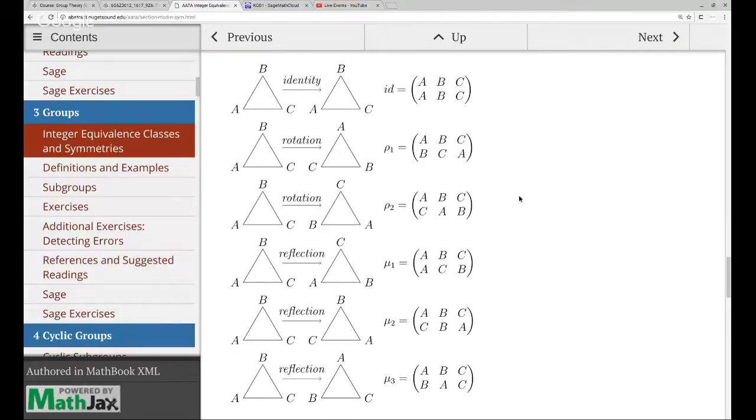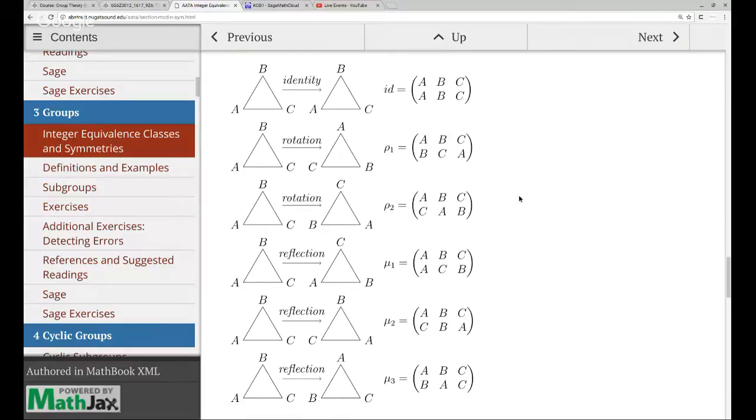Now he's also gone to the trouble of naming them. So id is the identity, and rho 1 and rho 2, a Greek letter rho, equivalent to the R, are the other 2 rotations. Sometimes people consider the identity element a rotation. It's a rotation by the 0 angle. Certainly not any kind of reflection, but you can consider the identity element as a kind of trivial rotation. And then the 3 reflections are mu1, mu2, and mu3.